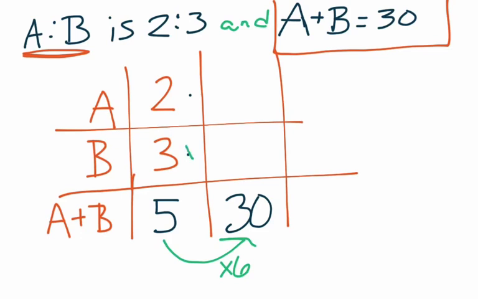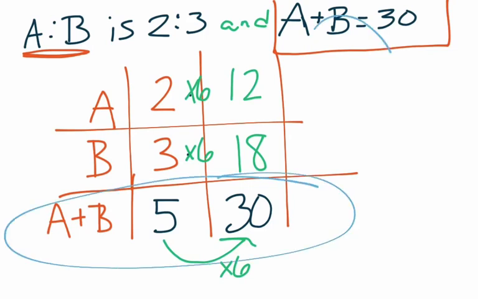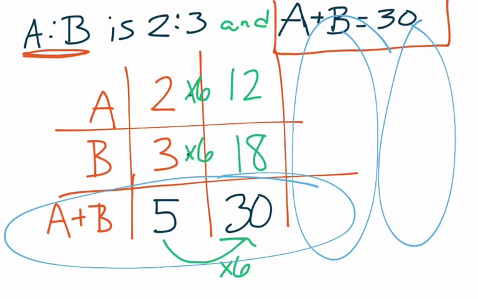And what we do to one, we do to the others. So 3 times 6 would make this one 18, and 2 times 6 would make this one 12. As a double check, what's 12 plus 18? Hey, it's 30. So it's just an organization piece, is all that a ratio table is trying to do. And again, we added this extra row down here. Sometimes you might need to add multiple rows to solve problems as well.